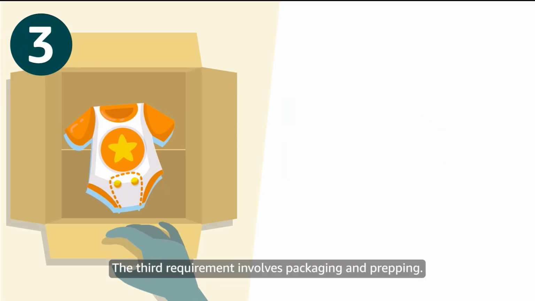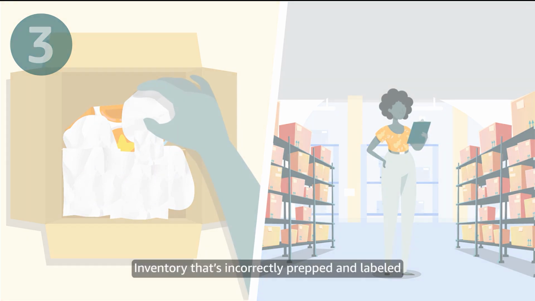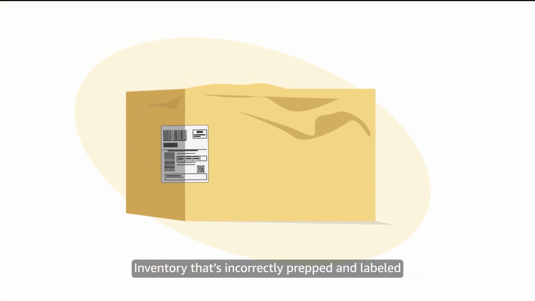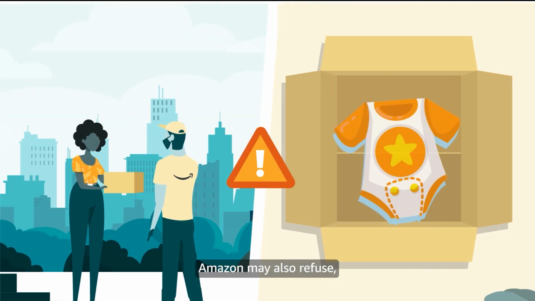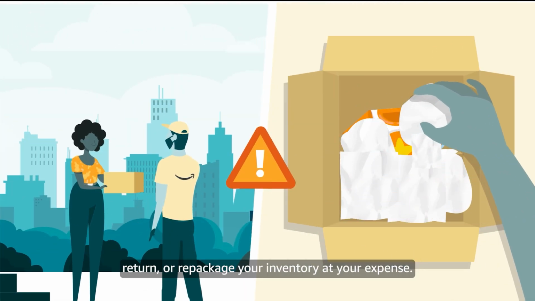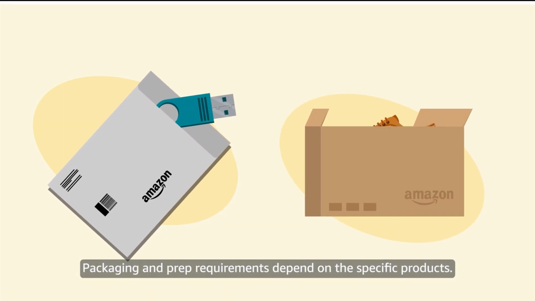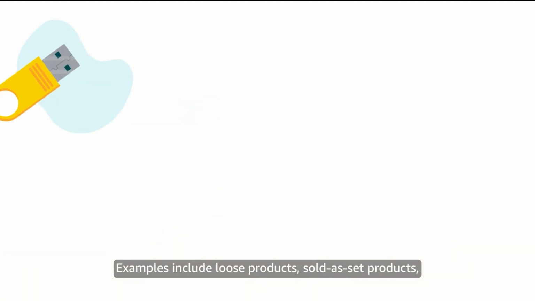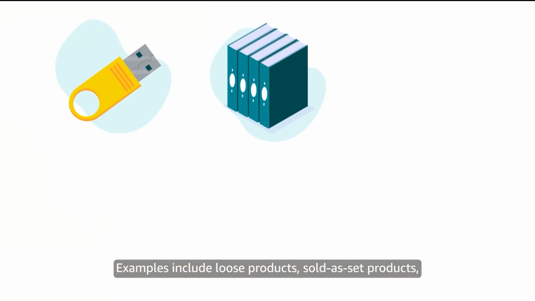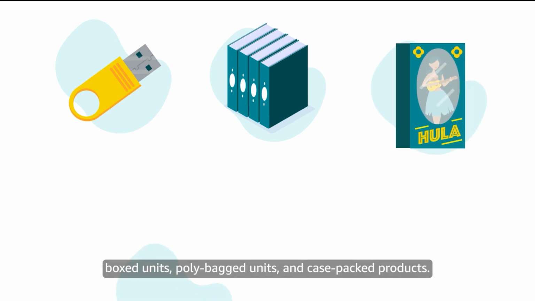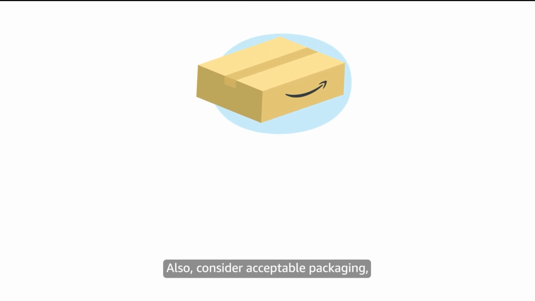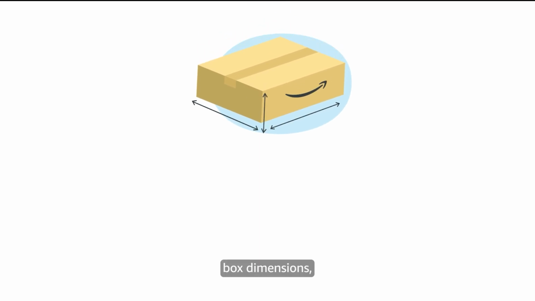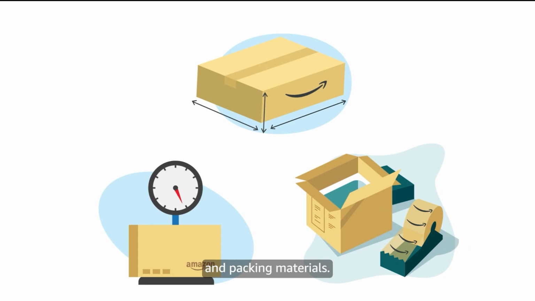The third requirement involves packaging and prepping. Inventory that's incorrectly prepped and labeled may incur a preparation fee. Amazon may also refuse, return, or repackage your inventory at your expense. Packaging and prep requirements depend on the specific products. Examples include loose products, sold as set products, boxed units, polybagged units, and case-packed products. Also consider acceptable packaging, box dimensions, box weight, and packing materials.